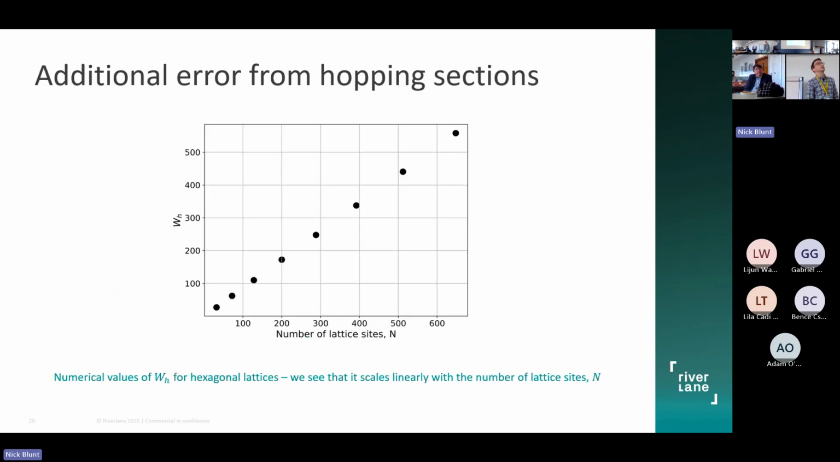For the error from splitting the hopping Hamiltonian into many parts, because the hopping Hamiltonian is a one-body operator, it turns out there are some tricks to calculate this numerically. You can write it in terms of the adjacency matrix, which is just an n by n matrix. So even for very large lattices with like 1,000 or 10,000 sites, you can just calculate this numerically. We've done this for a hexagonal lattice with 3 sections. Perhaps the most important point here is that this scales linearly in the number of lattice sites.